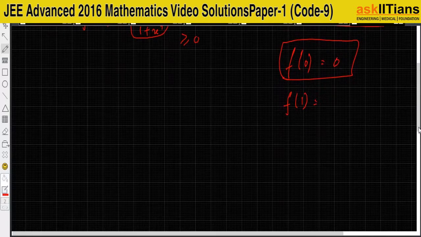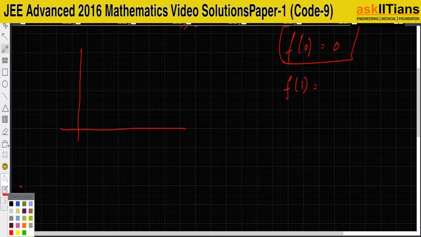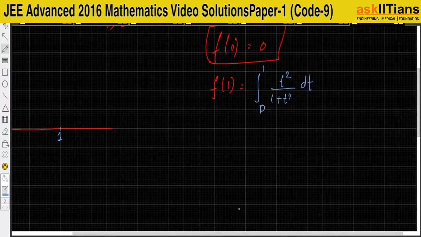Now if I plot the graph of this, it will be something like this. f0 is 0. At x equal to 0, the value of the function is 0, and at x equal to 1, the value of the function will be something, and I'll get an increasing graph, right? So the graph will increase something like this. So f1 is nothing but the integral from 0 to 1 of t square by 1 plus t power 4 dt. Alright, this is f1, and if I try to find the value of this function f1, then what can I say about this?